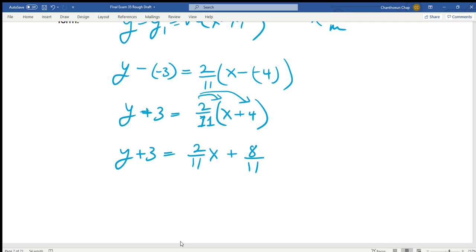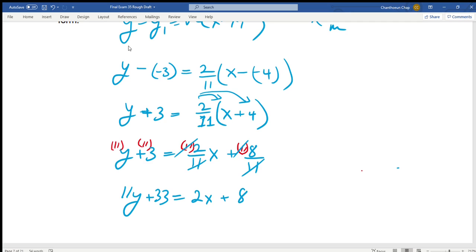Now this is not standard form. We have to get rid of these fractions. So what I like to do is I multiply everything by 11, just to get rid of all those fractions. And we have 11y plus 33 equals, well, these 11s cancel out, you just get 2x. These 11s cancel out, so you just get 8. Now we can set it in that standard form.